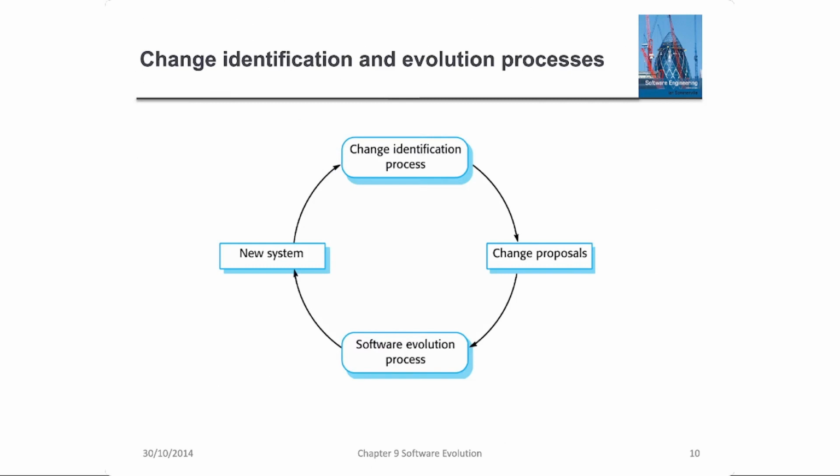Next, we move to change proposal. Here, we articulate the necessary changes and prepare for the next phase. Then comes the software evolution process. This phase integrates the proposed changes into the system, evolving and enhancing its capabilities.